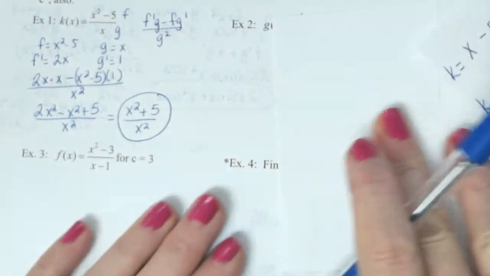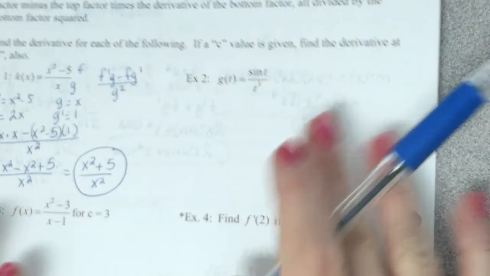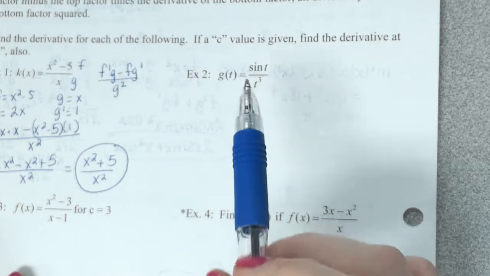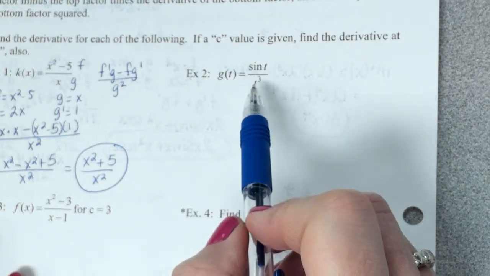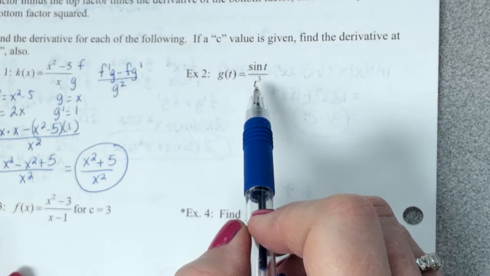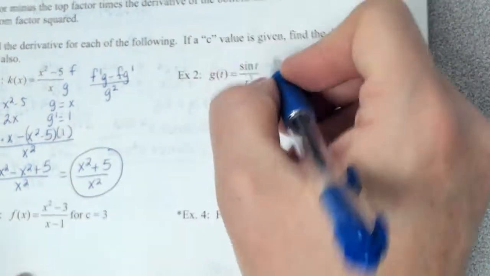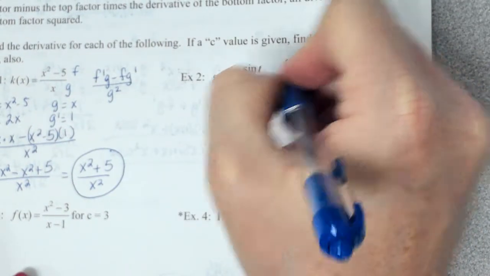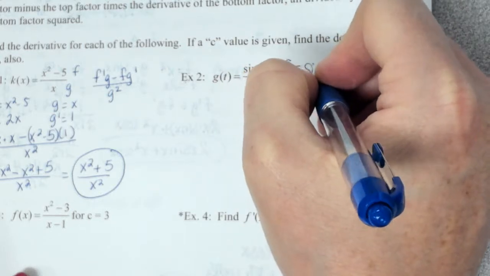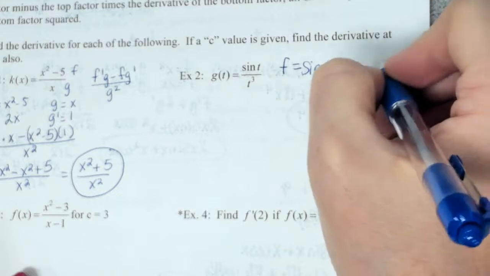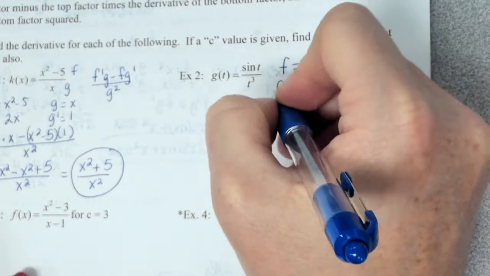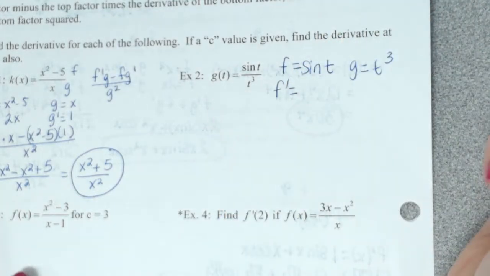All right, let's look at this next one now. This one, there's no way around it. We have to use the quotient rule because I can't split it up or do anything like that to rewrite it in a way that it's not a quotient. So let's write everything out. So f is always our numerator. That's sine of t, rather. G is always the denominator. That's t cubed. F prime. What's the derivative of sine?